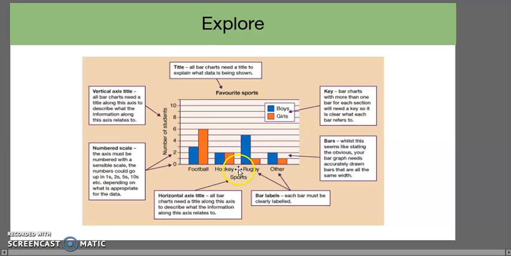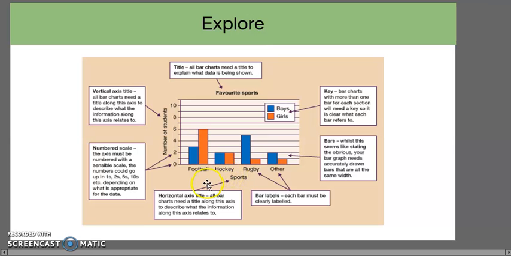The next step is the bar labels. Each bar must be clearly labeled. So here we look at different sports. We see that in each section we have football, hockey, rugby, and other. So we see that it's specific. If we need to find information regarding rugby, we can go straight here and get that information. Or if we need to get hockey, we go from here.